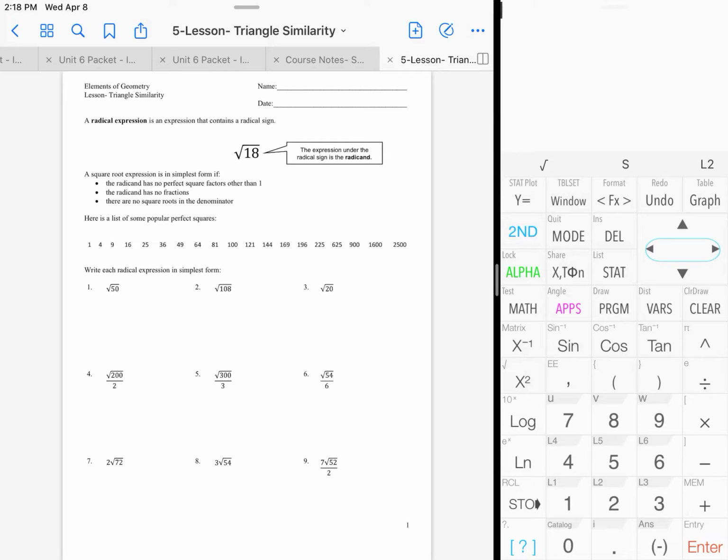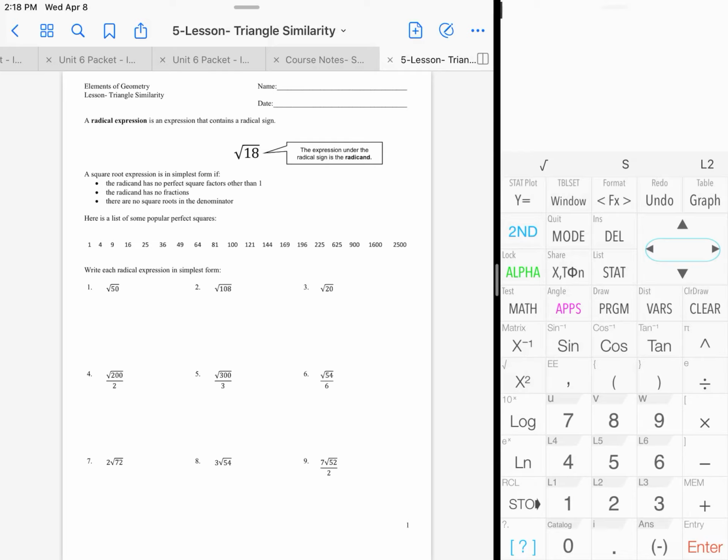A radical expression has that radical symbol, and the value under it is known as the radicand. If that number can be broken up into two factors, one of which is the largest possible perfect square that can divide evenly into that number, then you have the means by which you could simplify your radical.